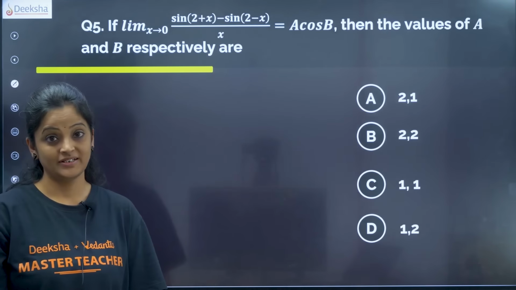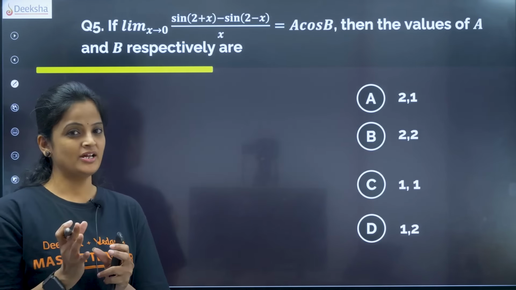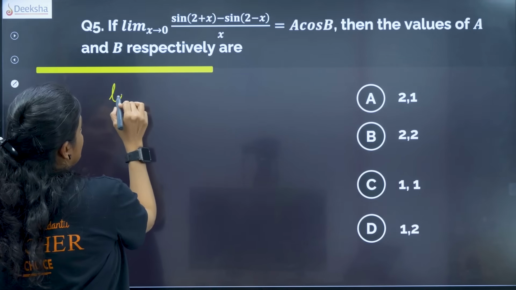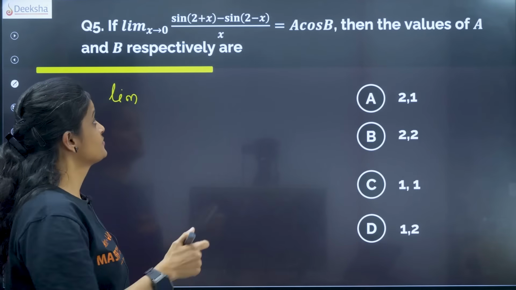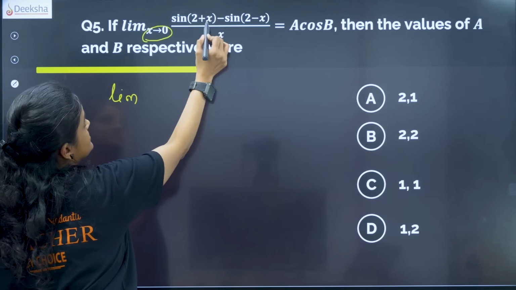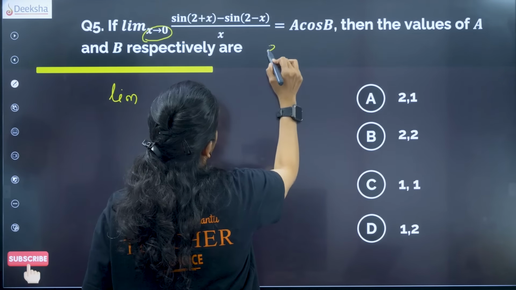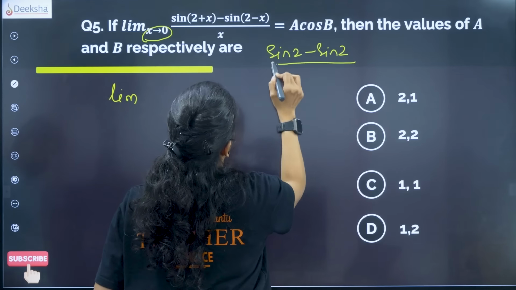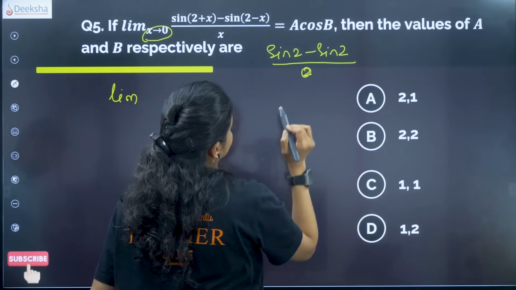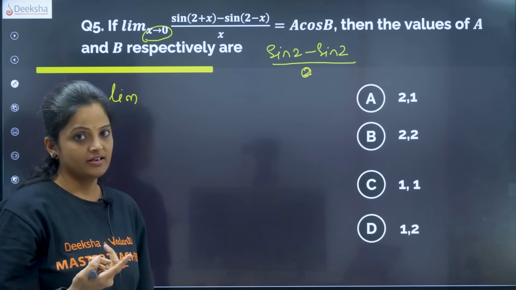Next question, limits, very important, right? But still very simple. I'll tell you what to do in this. Limit of, substitute 0 as it is in the place of x. What happens? I'll get sine 2 minus sine 2 divided by 0. So sine 2 minus sine 2 will be 0. 0 by 0 is indeterminate.